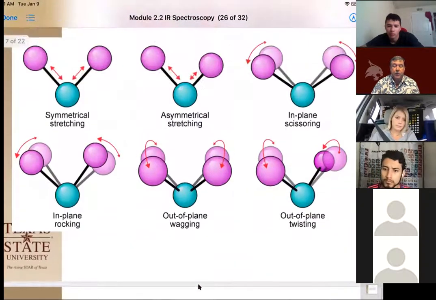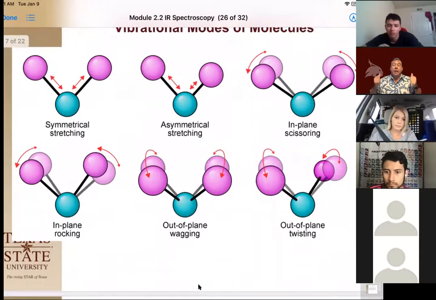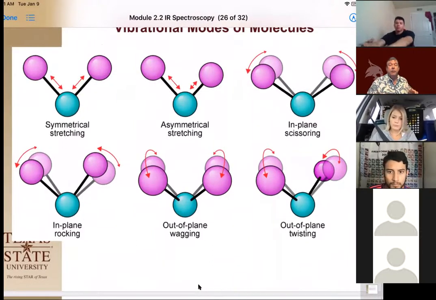Okay, so I'm going to stop there, and then on Monday we're going to go with the 4 primary zones to look for functional groups in IR.